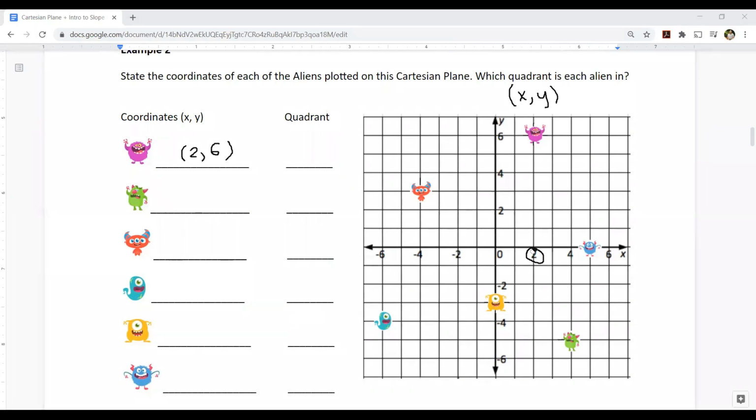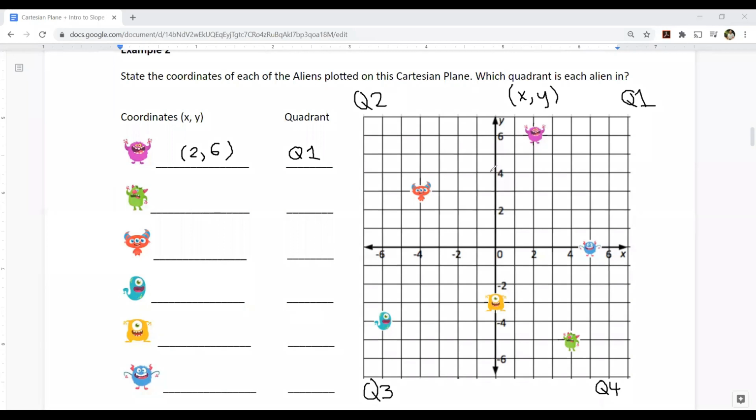Perfect. Okay. Well, what quadrant is he in? In order to do this part, why don't we label each of the quadrants as 1, and again, top left as quadrant 2. This one is 3, and the last one is 4. That means that since this alien follows in this quadrant, we could write that he is in quadrant 1. Okay, let's try the next one.